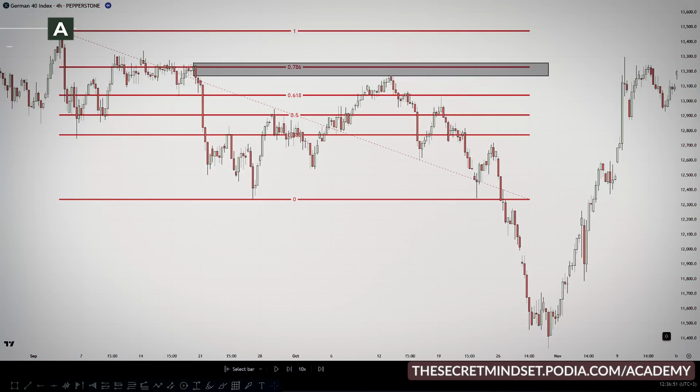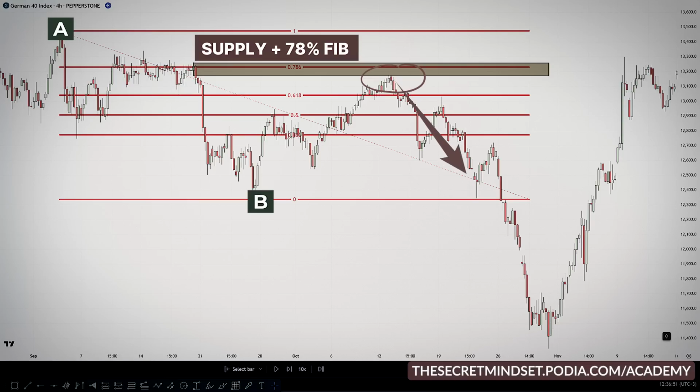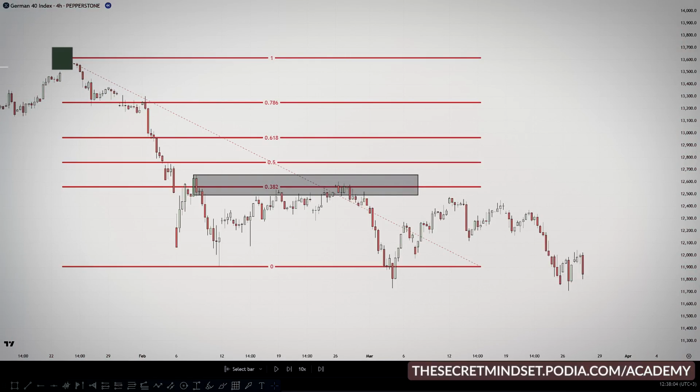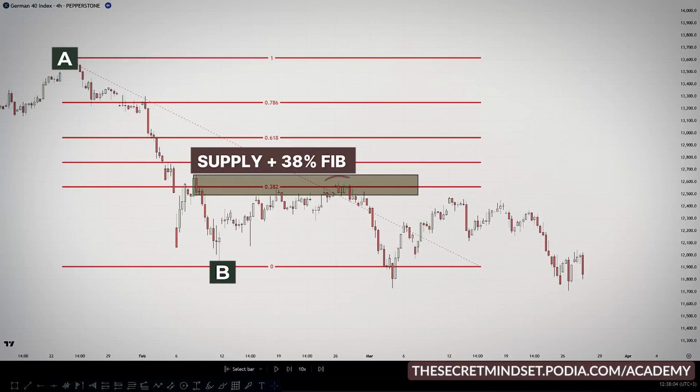Supply areas are spots where lots of people want to sell. When the price climbs up to a supply area and it matches a Fibonacci level, it's another special moment. This might mean the price is about to turn around and start falling. Picture this. The market is in a general downtrend. Then the price has been climbing for a while. Then you see it's approaching a supply area. The price is also near an important Fibonacci level. This is when you start thinking the upward move might be running out of steam.